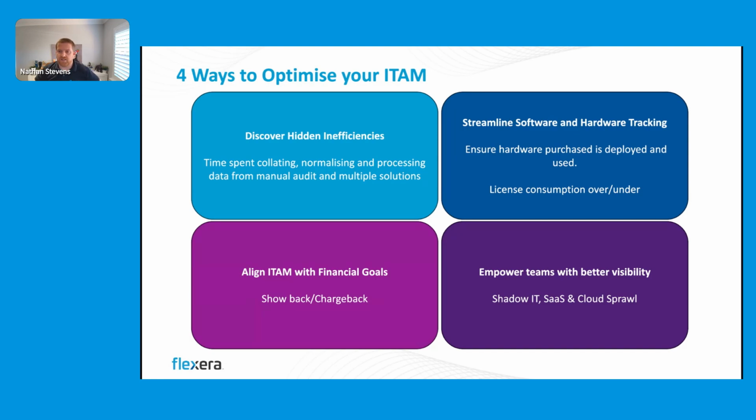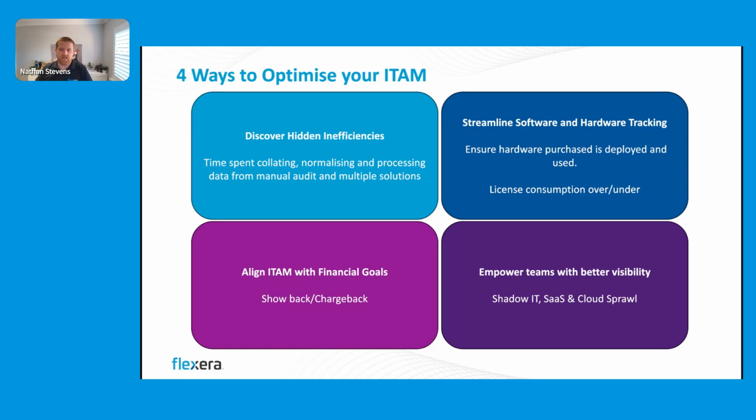Next is around streamlining software and hardware tracking. We want to ensure that when you purchase a piece of hardware from a vendor, it's in a warehouse, you bring it back into the organization, and it is deployed and being used. We don't want to see this sprawl of a company ordering 100 machines for only 90 of them to hit the floor. We want to make sure there's an overlap of what's deployed and linking up with the purchases that we've made.